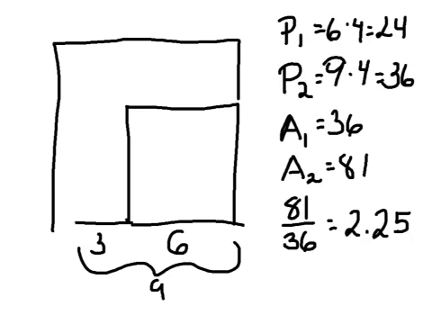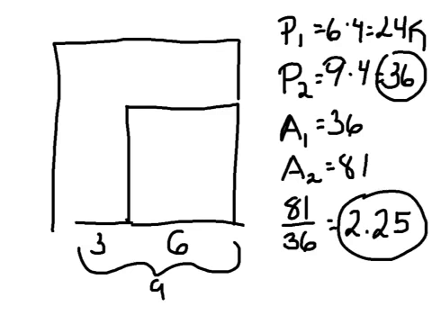There you go. So in every case that we've looked at, when we increase the size of the square by 50%, making it 150% of the original square, the perimeter goes to 150% of the original one, and the area goes to 225% of the original size.